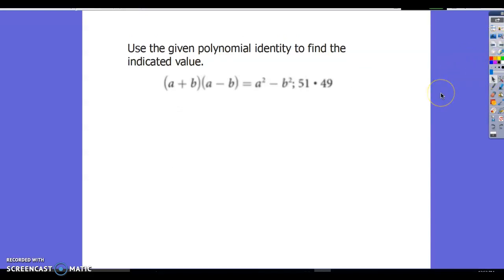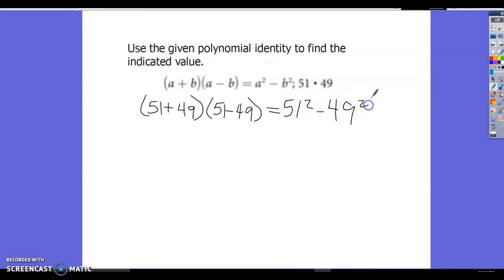All right, use the given polynomial identity to find the indicated value. This time they're giving you two numbers. So let's plug them in and see what happens. We're going to say (51 + 49)(51 - 49), does that equal 51 squared minus 49 squared? So 51 plus 49 equals 100, and 51 minus 49 equals 2, so that's just 200.